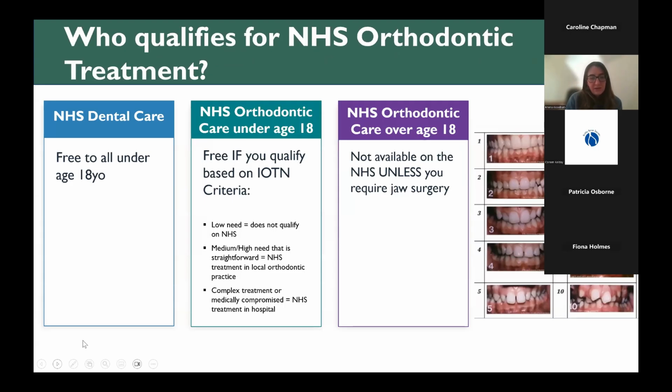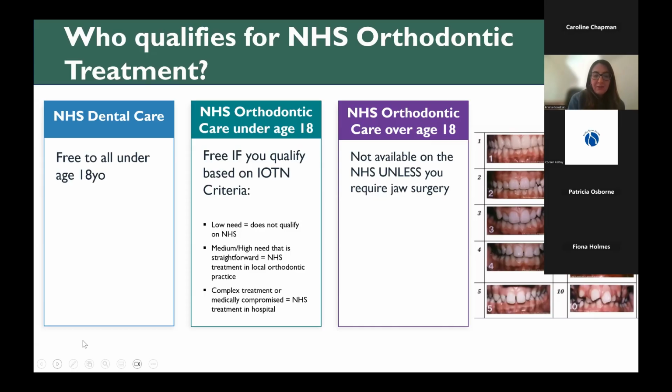So who qualifies for treatment on the NHS for braces? So all NHS dental care is free to anyone who's under the age of 18 years old, but that's not quite the same when it comes down to orthodontic treatment. So if you're under 18, you can get free braces, but only if you qualify based on a specific set of criteria. That criteria is the IOTN, so it stands for Index of Orthodontic Treatment Need.